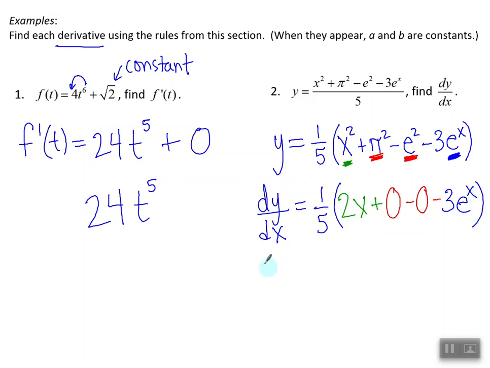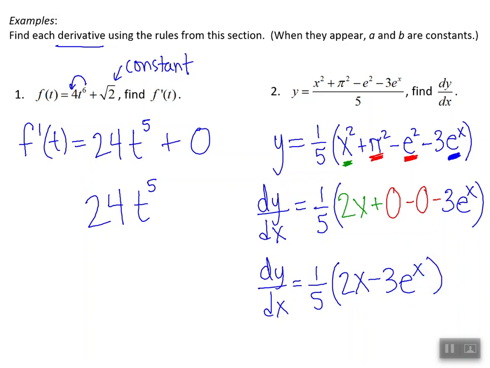Now, of course, we can clean that up a bit. So dy dx looks a bit nicer as 1/5 times 2x minus 3e to the x. And if we wanted to write it the way they gave us the problem, we could just put that 5 back in the denominator like this. Either of these work just fine.